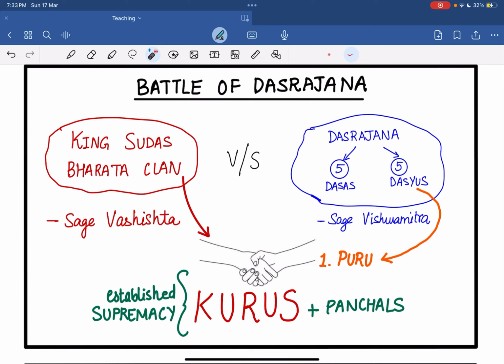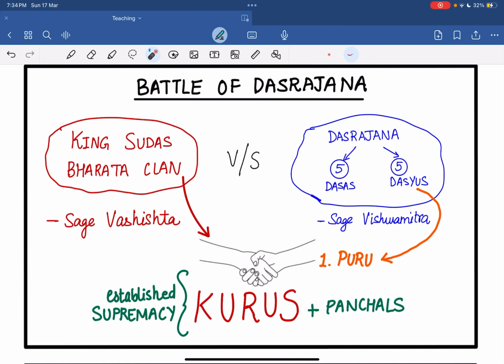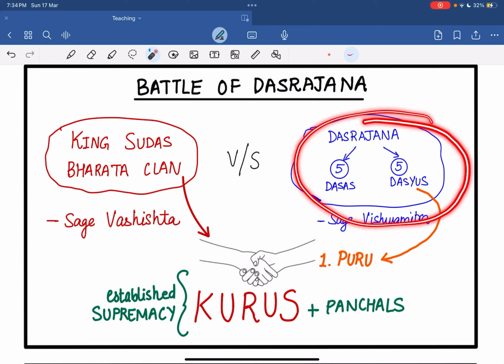Now what happened is, we know King Sudas emerged victorious. After the battle, King Sudas emerged as powerful and the Bharata clan established their supremacy, because at the end of the day, you'll have to realize they were fighting for supremacy, right? Who's going to rule the land? So King Sudas defeated the Dasrajana and emerged victorious. One very interesting thing is that of the defeated tribes, Puru was the most important.